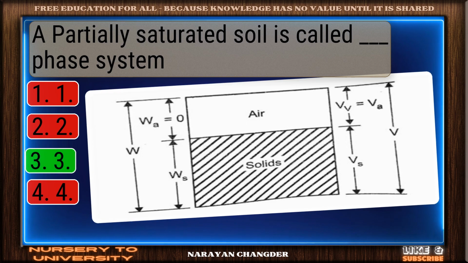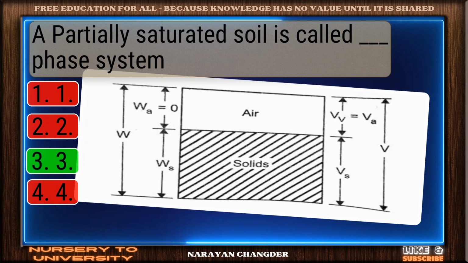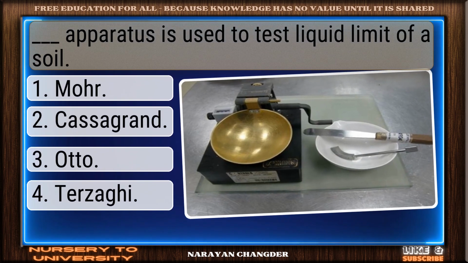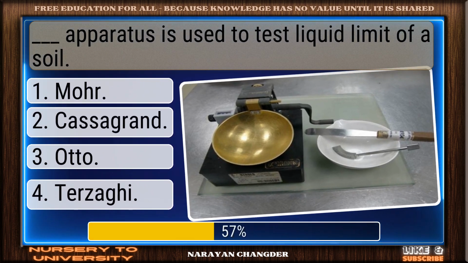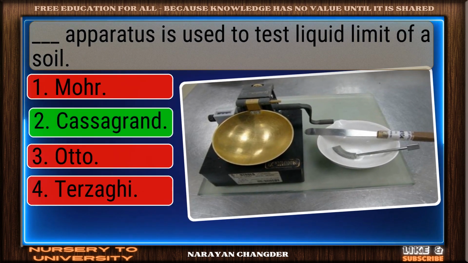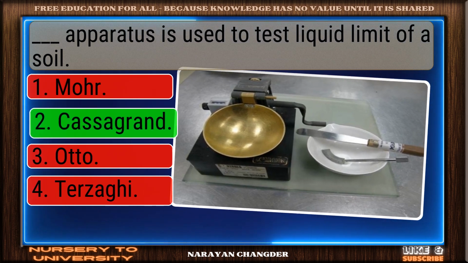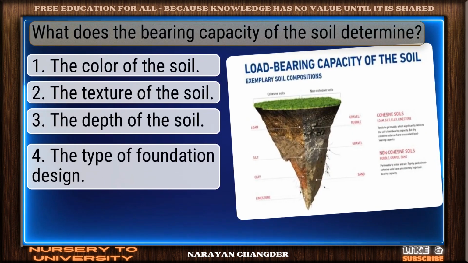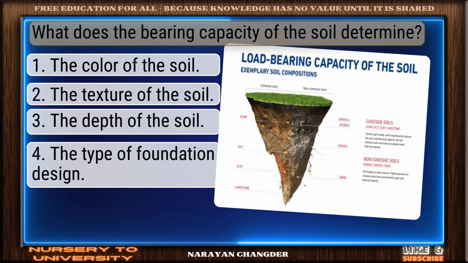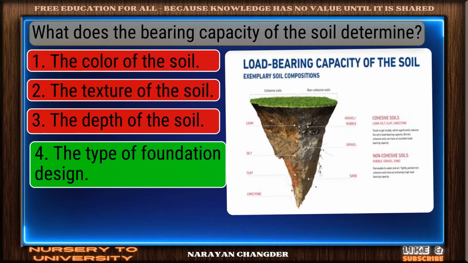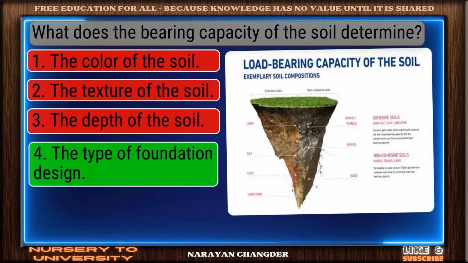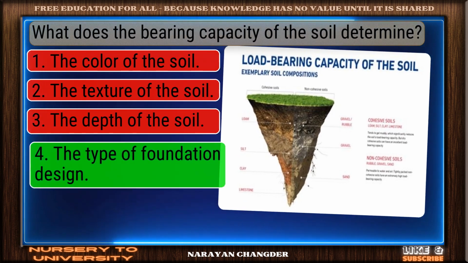Well done. 3 is the right choice. Dash apparatus is used to test liquid limit of a soil. Excellent choice. Casagrande is the right answer. What does the bearing capacity of the soil determine? Smart move. The type of foundation design is an accurate answer.